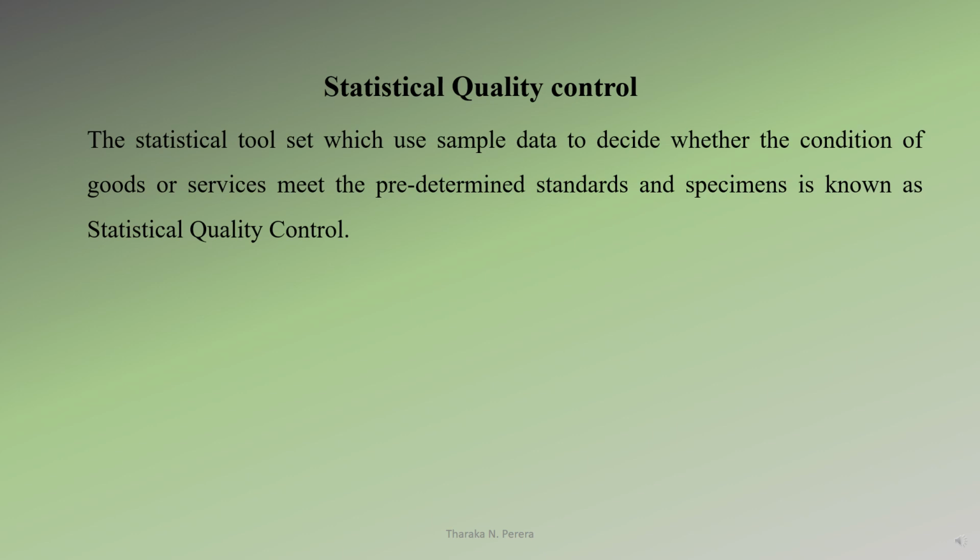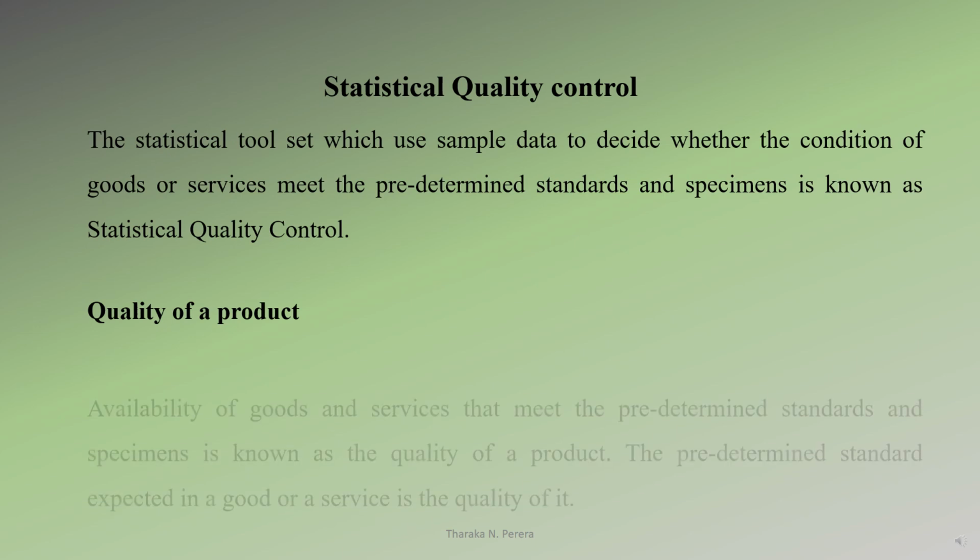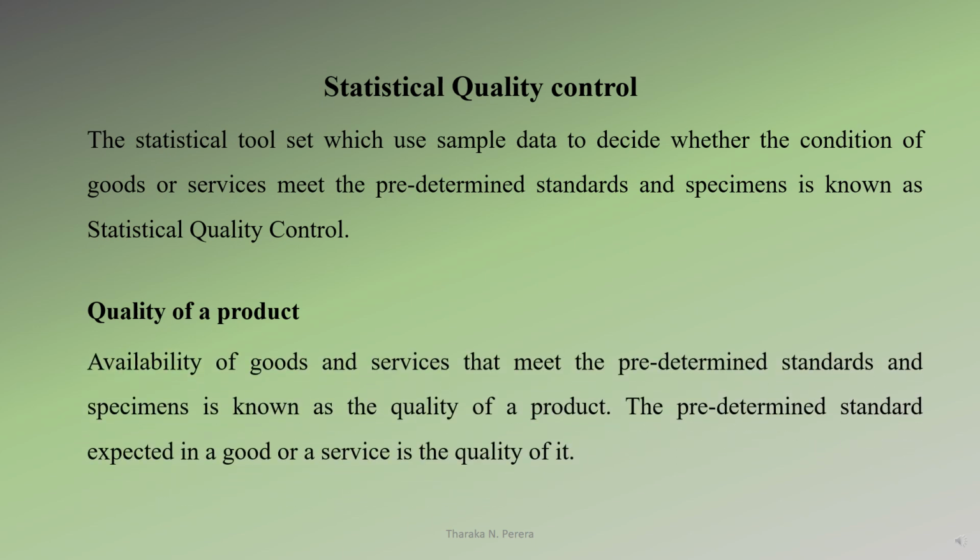And what is the quality of a product? Availability of goods and services that meet the predetermined standard and specimen is known as the quality of the product. The predetermined standard expected in goods or services is the quality of it. The next video will discuss the predetermined standards in more detail.